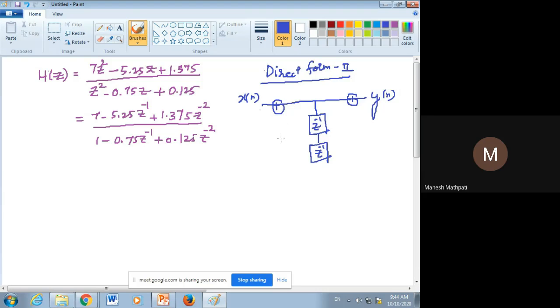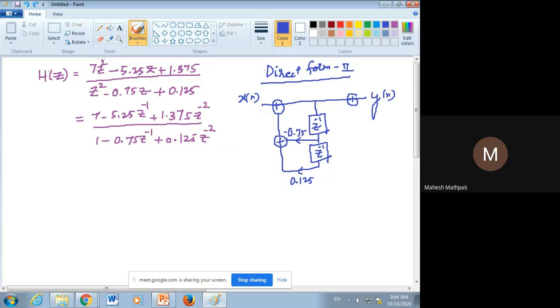Now tell me the multipliers. Already you have drawn the diagram, right? So what are the multipliers on this side? The multiplier is minus 0.75, and again minus 0.125. These are the coefficients of the y function. This will be your y function here, and this is your x function. Don't get confused here again.